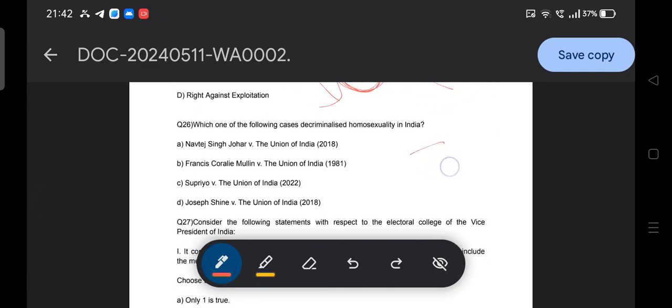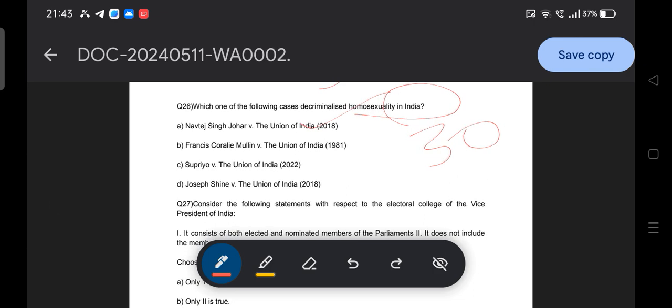And moving to question number 30: which of the following cases decriminalized homosexuality in India? Who decriminalized homosexuality in India? That is Navtej Singh Johar versus Union of India, 2018. You should also remember the different civil society organizations and their initiatives. For example, ADR means Association for Democratic Reforms.